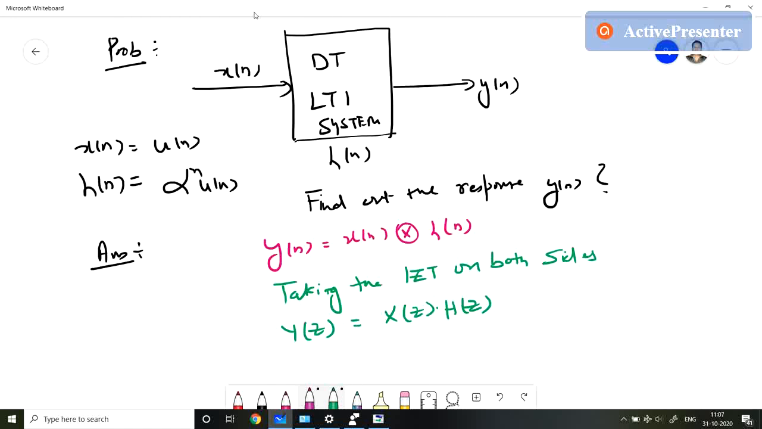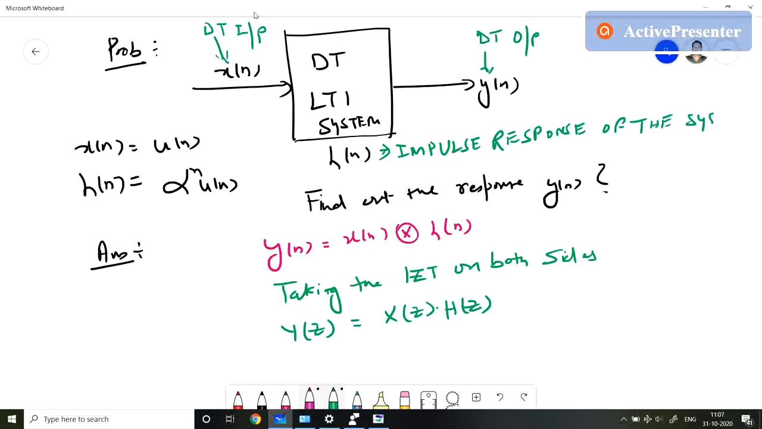So we have this LTI system. This is the input, a discrete time input, and this is the discrete time output, and this is the impulse response of the discrete time LTI system. Then we need to find out the output, that is the response y[n].